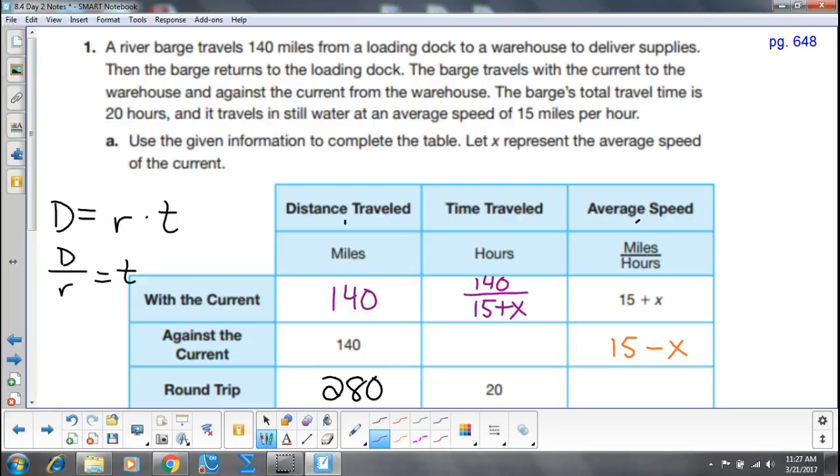Against the current. Coming back. How far? 140. What was our speed? Now we know that that whole trip took us 20 hours. So what was our average speed for the whole trip?